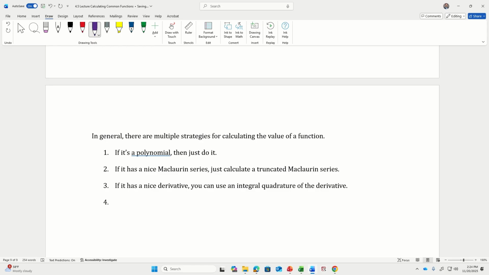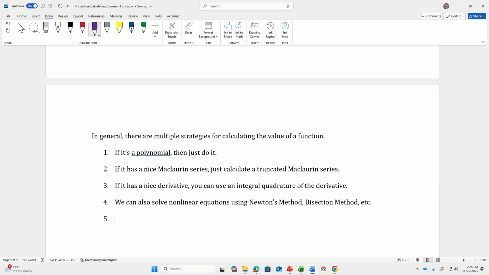I'm trying to think of what other strategies. We can also solve nonlinear equations using Newton's method, the bisection method, the secant method, etc. Like on your project 2, I gave you that as one of your strategies.